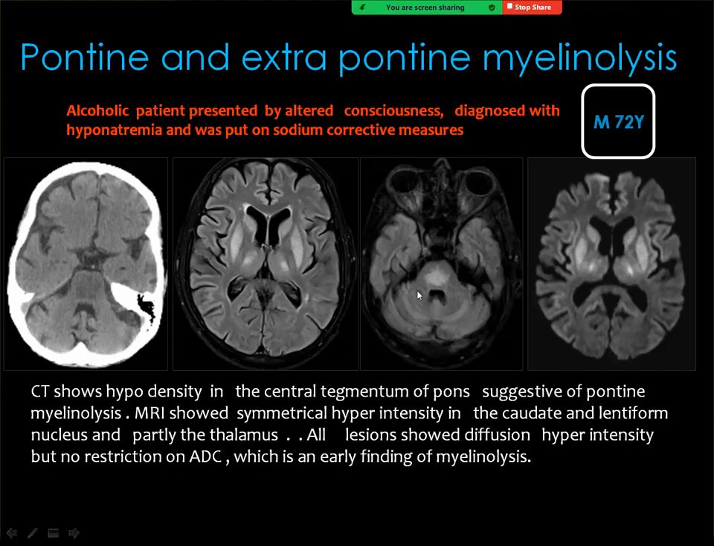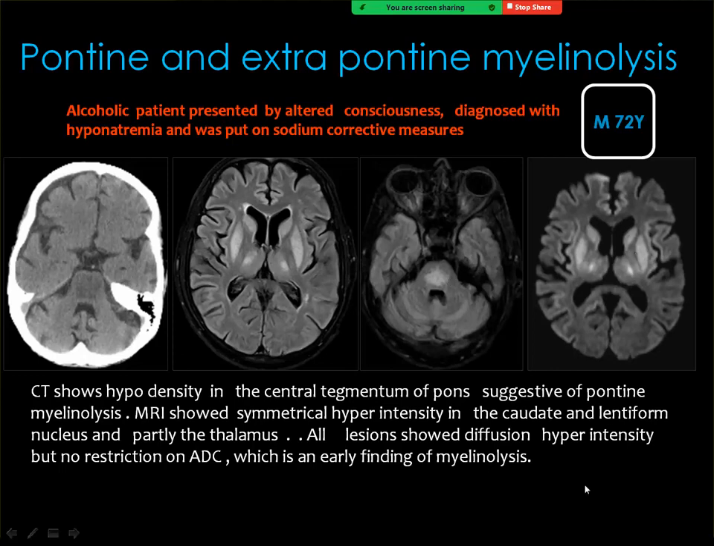And if the changes occur in the basal ganglia as well, as you can see in this particular case, then this is known as pontine and extrapontine myelinolysis. The lesions will not show diffusion restriction if they are chronic. But if the condition is acute, then you may get diffusion restriction in the pontine lesion as well as in the extrapontine lesions.